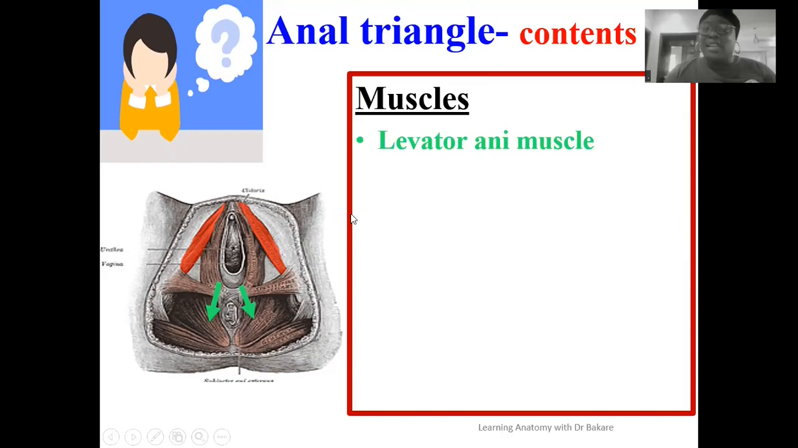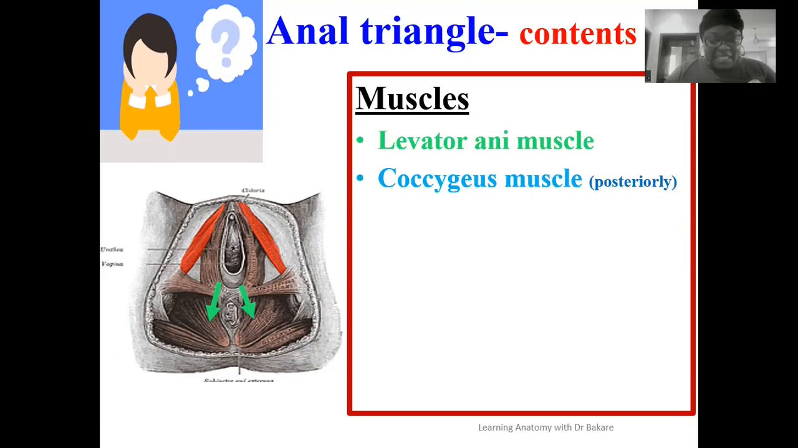The next muscle that we have within the anal triangle is the coccygeus muscle, and this is what is seen to be arrowed here at this region. You see the coccygeus muscle is located at the posterior region of the pelvic floor. Going back to our lecture on the pelvic floor, the pelvic diaphragm, we stated in that lecture that the pelvic floor is structurally made up of the levator ani muscle and also the coccygeus muscle.